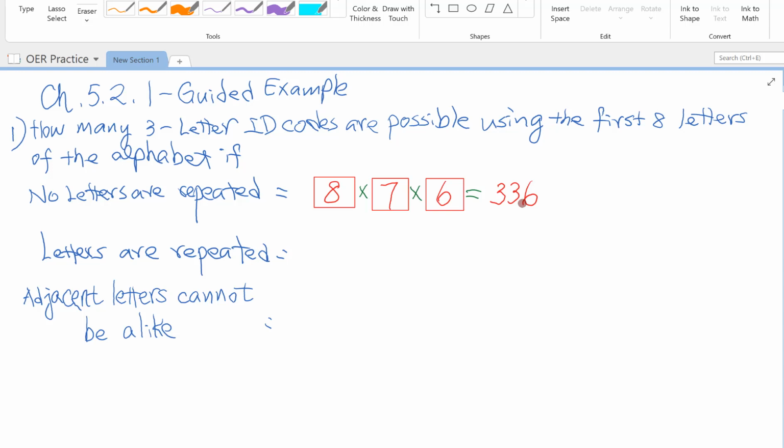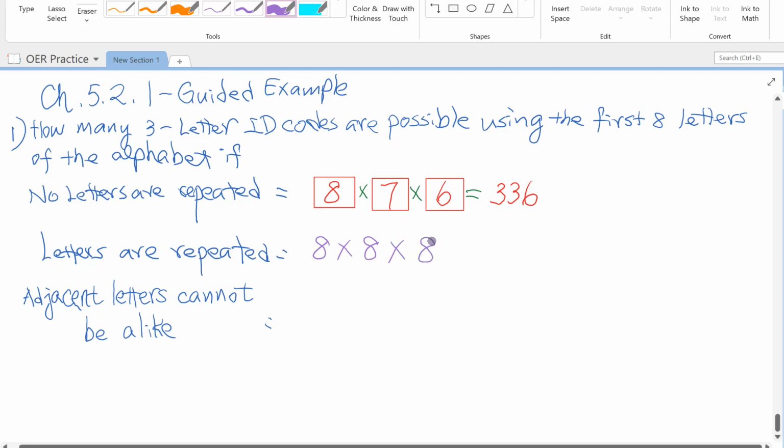The second part is going to ask you, if all the letters are allowed to repeat, then what do I do? That means you always have 8 different choices. You can have 3 letters repeated. You can have A, A, A, or B, B, B, or C, C, C. But it will not be a good ID code. You better use totally different ID codes. But in short, right now you multiply 8 times 8 times 8, which is equal to 512 different ways to get it done.